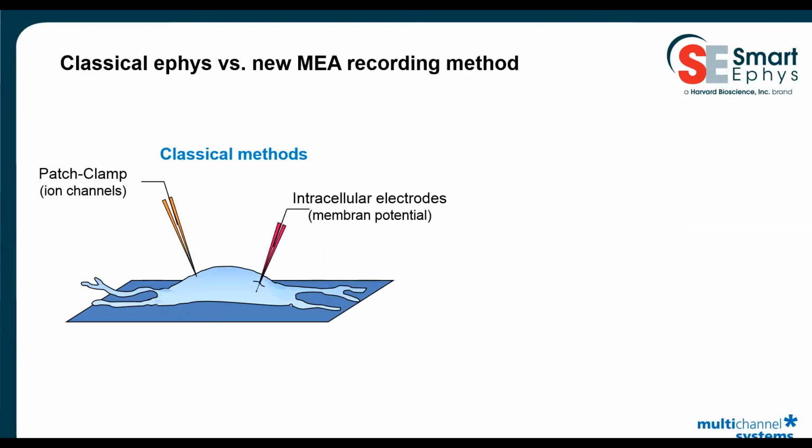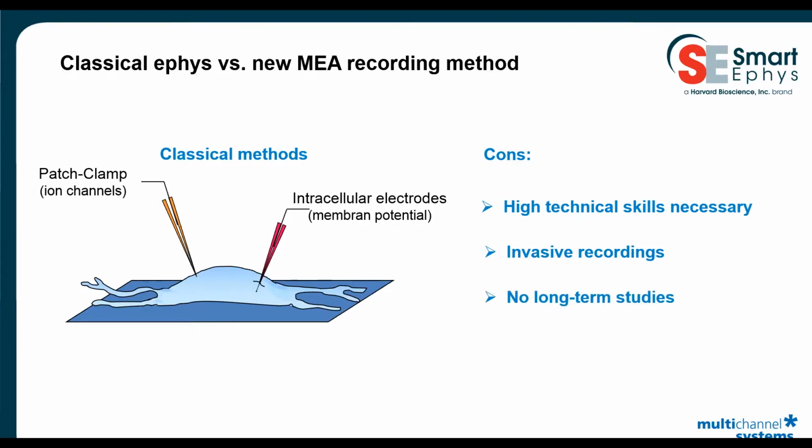And the reason is that classical methods like the patch clamp technology or recordings with intracellular electrodes have disadvantages. First of all, you need high technical skills to do such recordings. All of these recordings are invasive, and this means that long-term studies are impossible, and all of the recordings are endpoint recordings. At the end, this leads to only low throughput recordings.